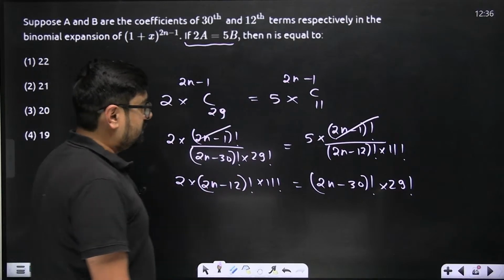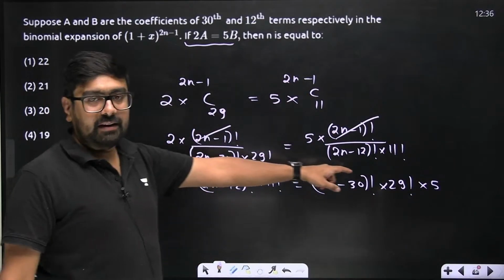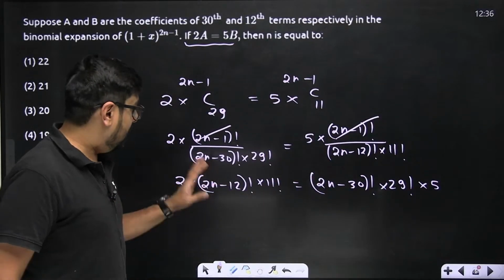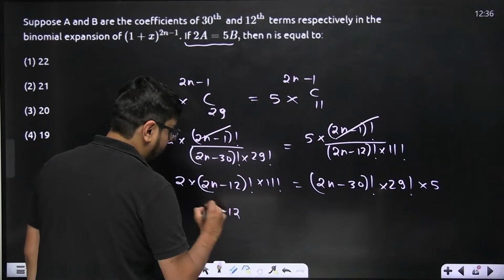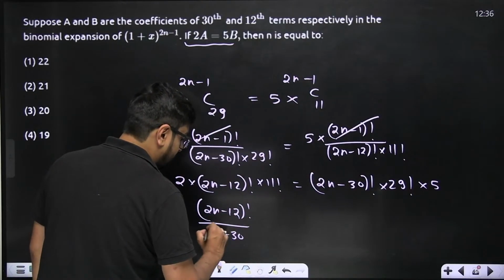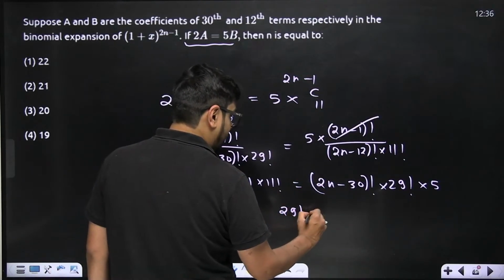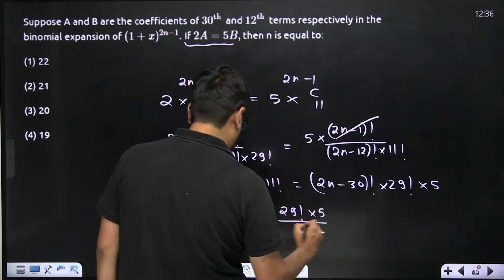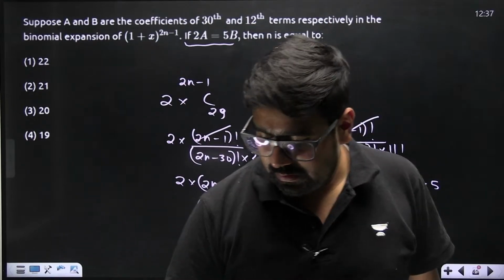Now cancel out things. This is multiplied with 5 also. Now 29 factorial: if we bring this term over here and the rest everything over there, then (2n minus 12) factorial divided by (2n minus 30) factorial is equal to everything else on that side: 29 factorial multiplied with 5 divided by 2 multiplied with 11 factorial.